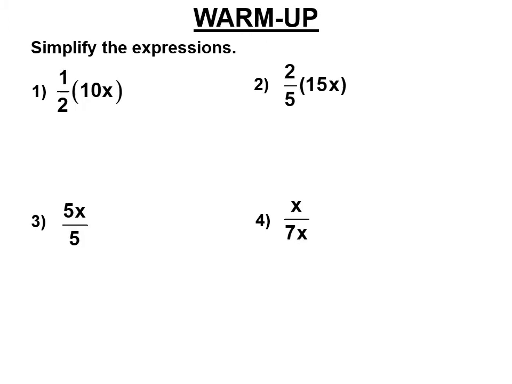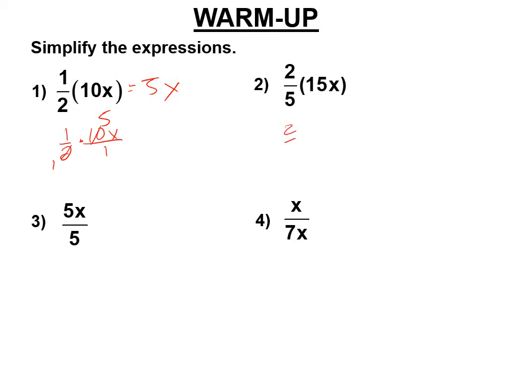Right, so 1/2 times 10x. You can cancel the 2 and the 10. But you also can realize if you have half of 10x's, you better have 5x's. That's half times 10x, half of 10x's. If you have half of 10 apples, you have 5 apples. It is the same. So finish the rest of them.